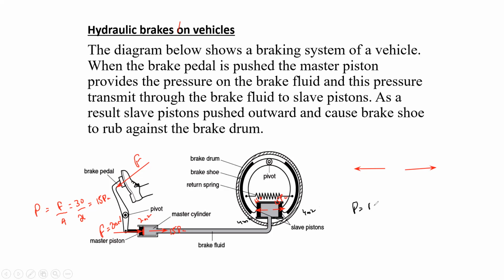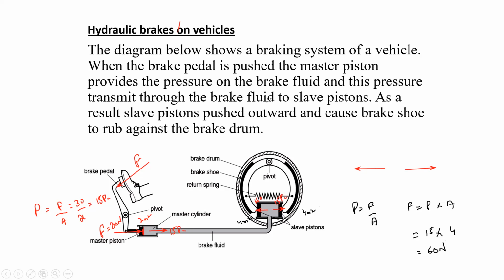So pressure is force divided by area. So force will be pressure multiplied by area. The pressure is 15 and the area is 4. So 15 multiplied by 4 equals 60 Newton.